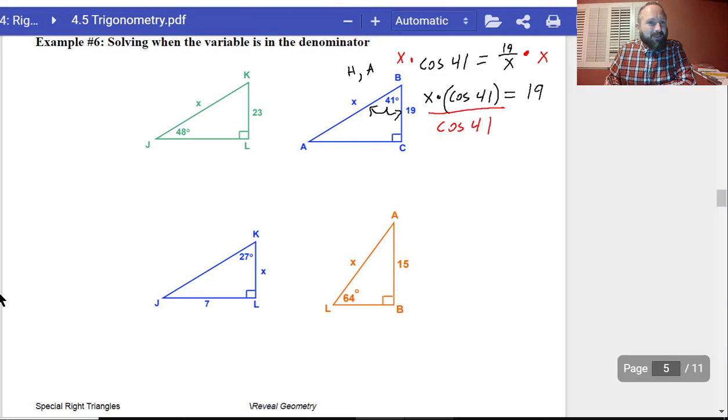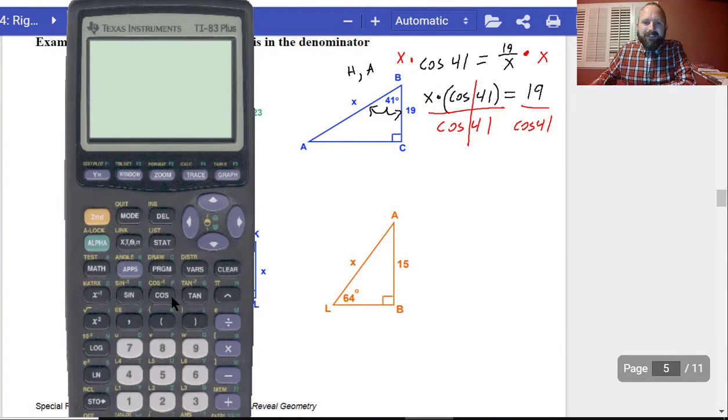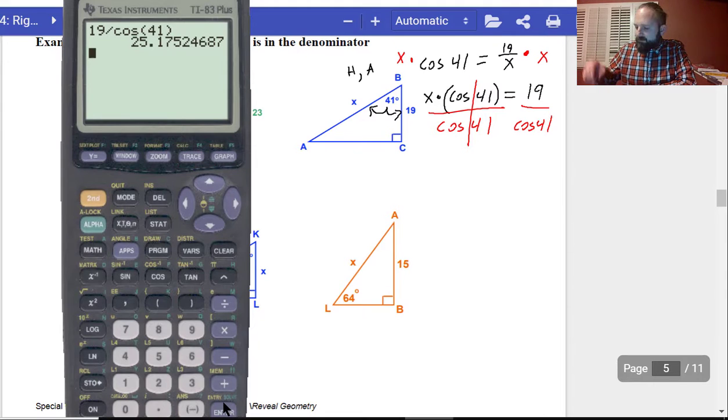So what's 4 divided by 4? 1. 3 divided by 3? 1. Cosine of 41 divided by the cosine of 41? 1. But 19 divided by the cosine of 41, because we are doing the division property of equality, well, get out my calculator. I don't want to do the work. So let's bring it over here, and we say, hey, clear this data. I want 19 divided by the cosine of 41. Now, technically, maybe we should solve the problem.